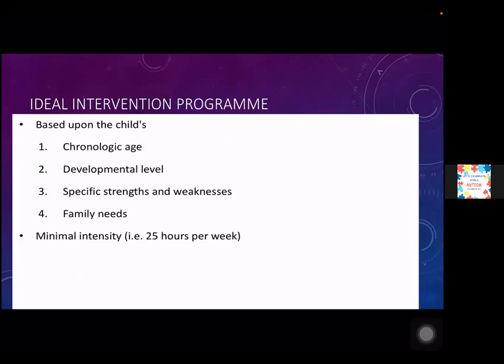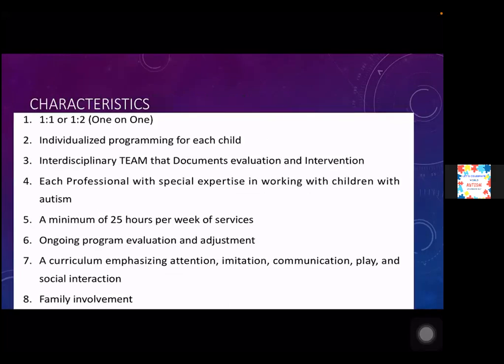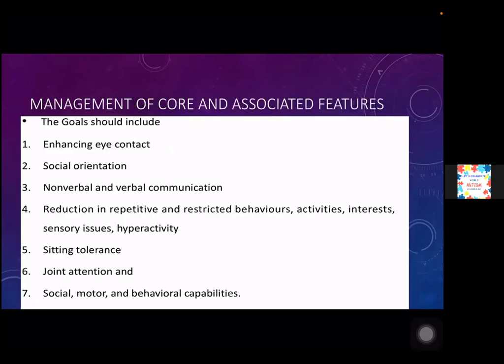A minimal intensity intervention program should be a minimum of 25 hours per week. The characteristics of the program are: it is a 1-to-1 or 1:2 program, with individualized programming for each child. There's an interdisciplinary team that documents evaluation and intervention, each professional with special expertise in working with children with autism, a minimum of 25 hours per week of services, ongoing program evaluation and adjustment, a curriculum emphasizing attention, imitation, communication, play, and social interaction, and family involvement.